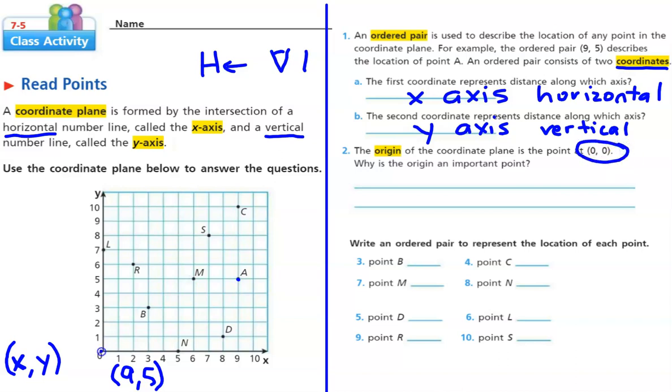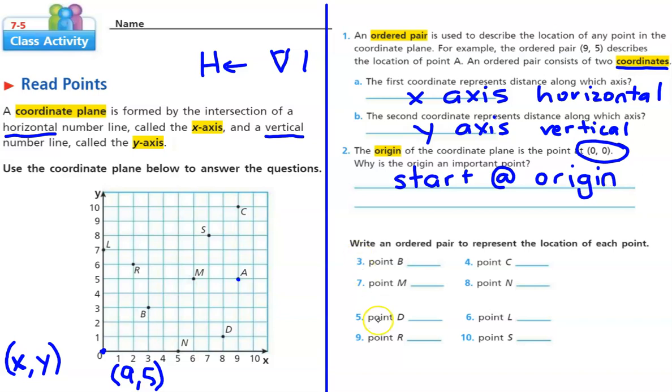So it's this very smack dab spot right there in the bottom left. It says the origin of the coordinate plane is the point at 0, 0. Why do you think that might be important? I think what's important is that anytime you're finding any of these coordinates, you always start at your origin. So it's always your beginning point. You start at the origin, okay?